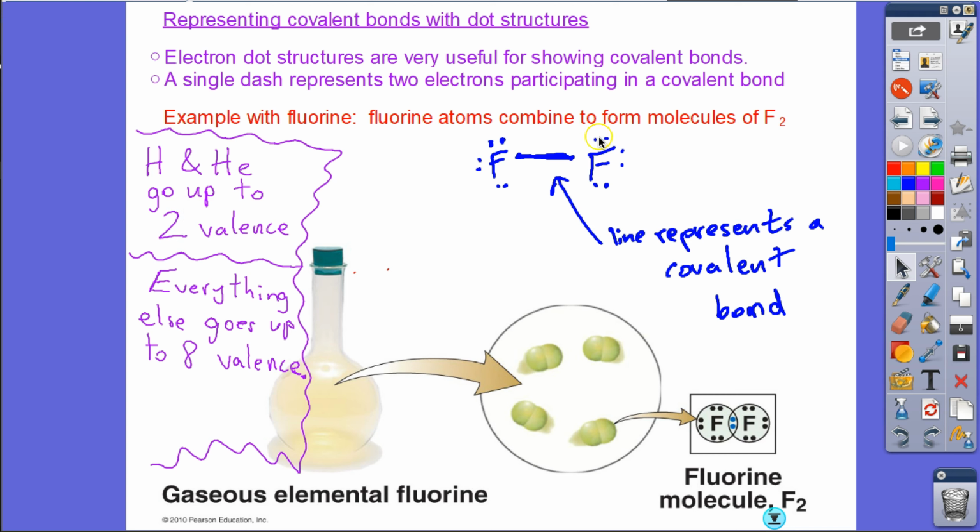So fluorine, if you count the electrons on this fluorine, there's 1, 2, 3, 4, 5, 6, and then there's this bond. The bonds always count as 2. So 1, 2, 3, 4, 5, 6, 7, 8. This atom has 8. 1, 2, 3, 4, 5, 6, 7, 8. This atom has 8. When you can do that for all of the atoms in your molecule, you've probably drawn the bonds correctly.